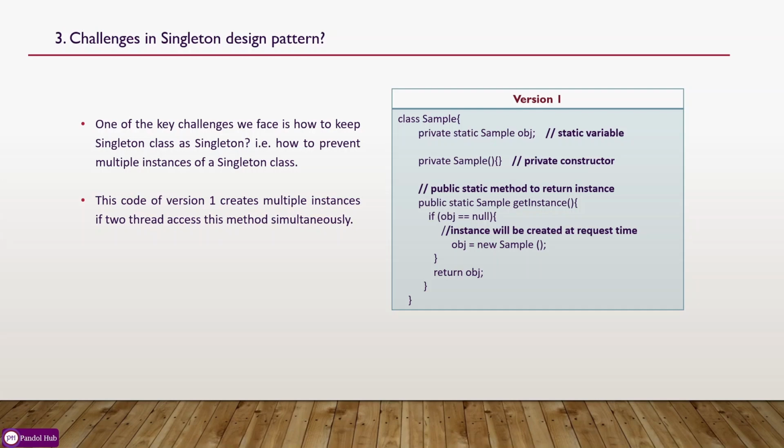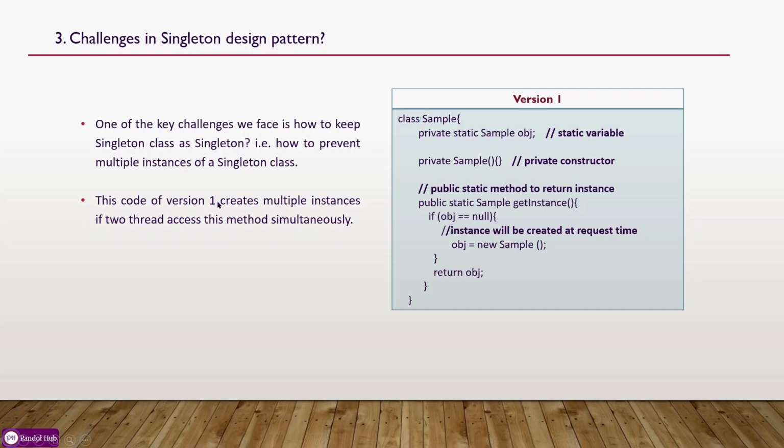So we have to check in all the possible ways whether there is one more instance being created, because if more than one are created, then it's useless going for a singleton design pattern. The name itself says it's a singleton and it is being made void there. So one of the key challenges we face is how to keep a singleton class as singleton. That is, how to prevent multiple instances of a singleton class.